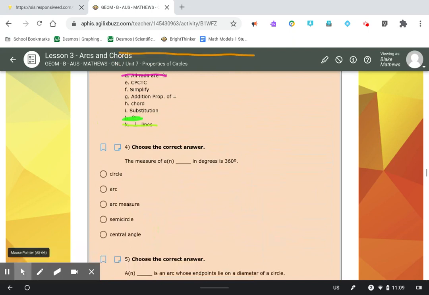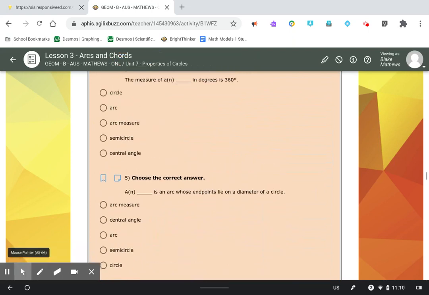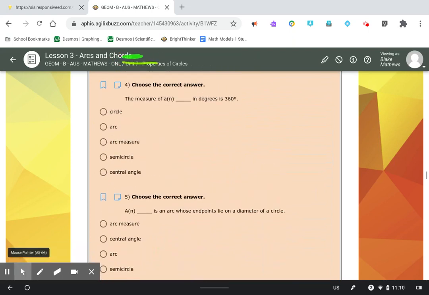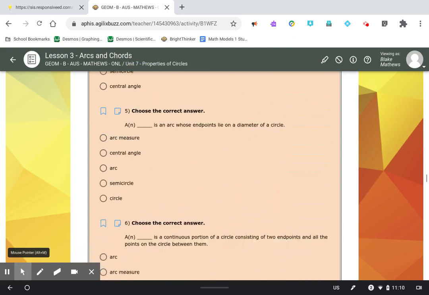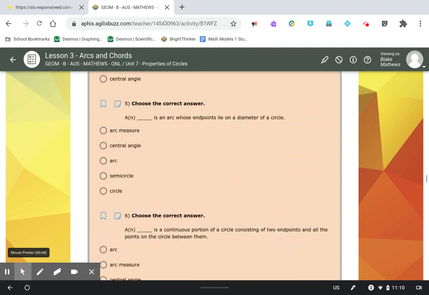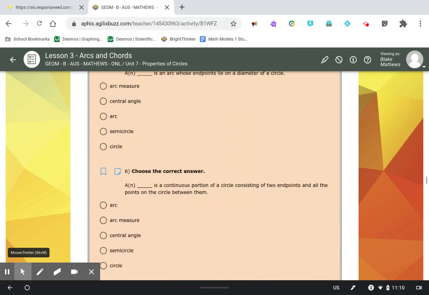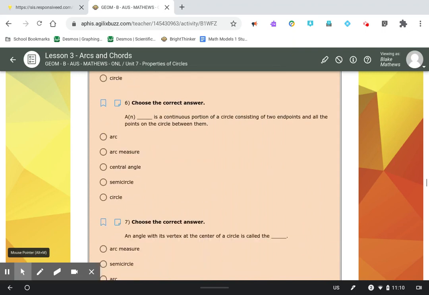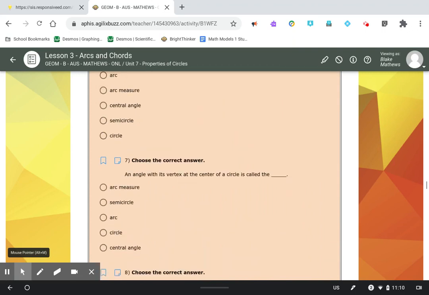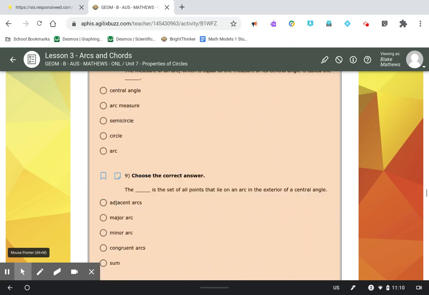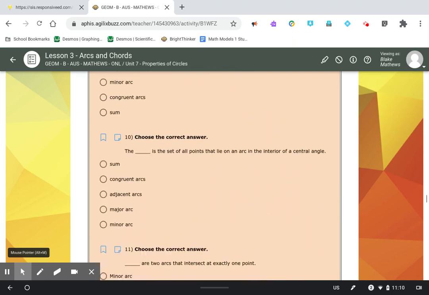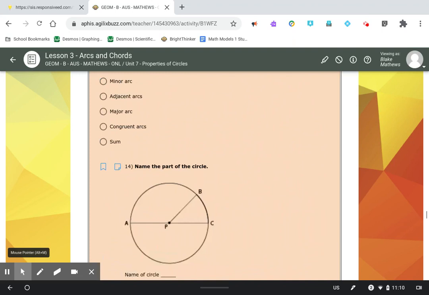All right, so now the rest of this you should be able to do. There might be another proof down at the bottom, but let's look. The measure of a blank in degrees is 360. I went over that in the notes. A blank is an arc whose endpoints lie on a diameter of a circle. I went over that in the notes. It's one of the 3 types. A blank, yeah, all of these are vocab. Either use my notes or use the vocab at the top of the screen. Number 8, number 9, these are all vocabulary, 11, 12, 13, all vocabulary.